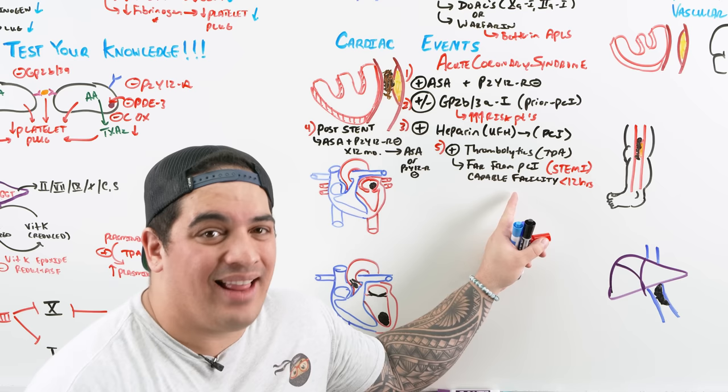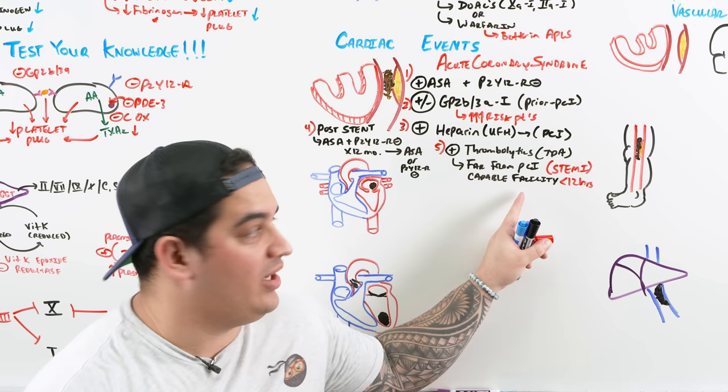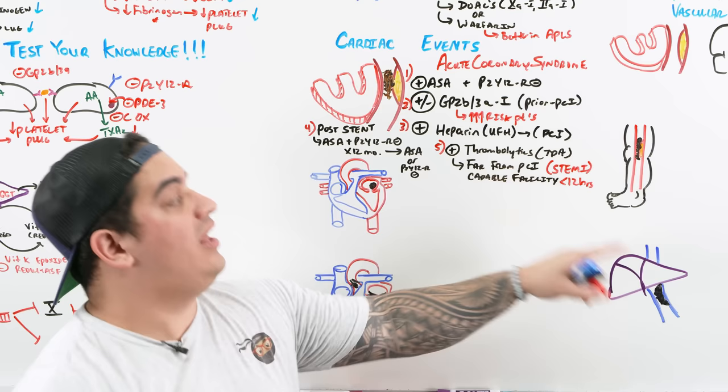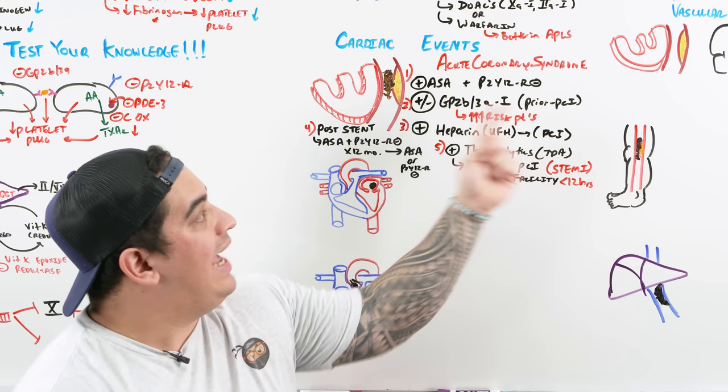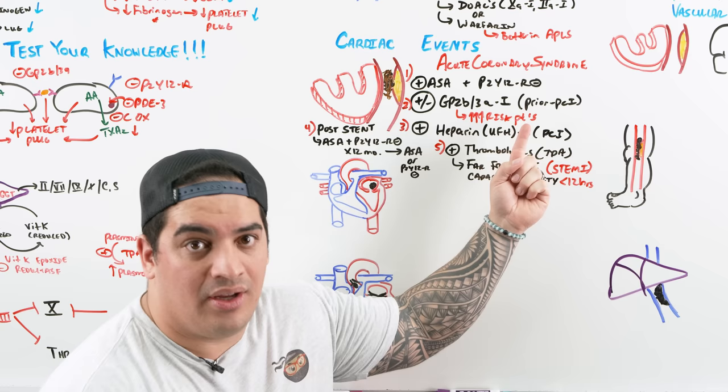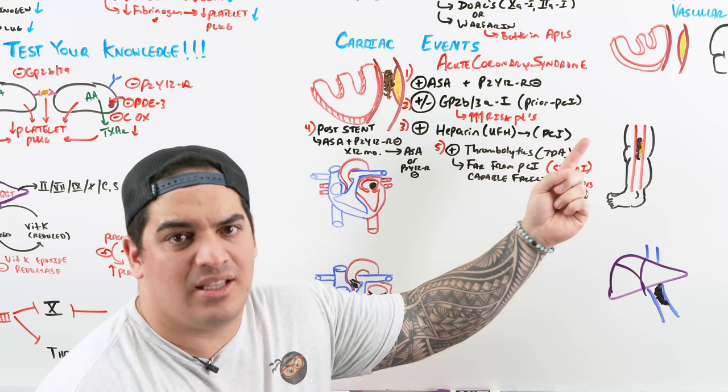If they are not at a PCI capable facility, or they're very, very far from a PCI capable facility, you can give them TPA, but still send them to the closest cath lab that you can so that they can still get a cath done. So again, just so we're clear, because there's a lot going on here, okay? Patient comes in with an acute coronary syndrome, so unstable angina and STEMI. All of them are going to get an aspirin and a clopidogrel load, or a P2Y12 receptor inhibitor load. After that, if they are going to the cath lab and they're very high risk, in other words, they're diabetic, greater than 75, they have left ventricular dysfunction, massively increased troponin, you load them up with a GP2B3A inhibitor, okay?